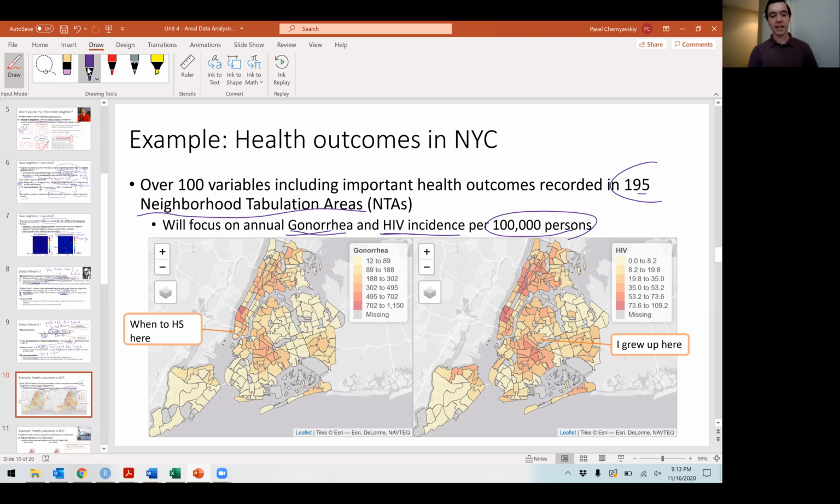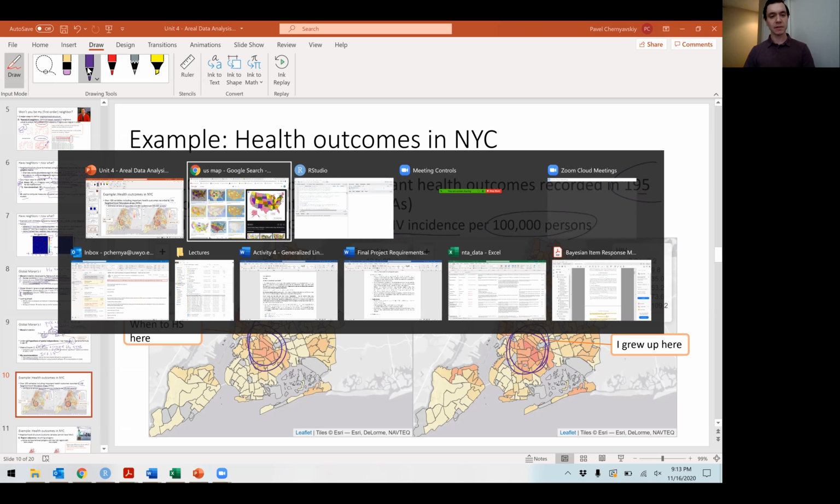So for gonorrhea and HIV, we can see there are a few hotspots. Apparently, I didn't realize this until I made this map, I was pretty close to an area that has elevated levels of HIV and elevated levels of gonorrhea as well. Let me flip into R.